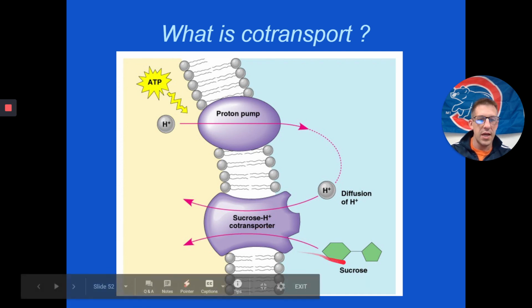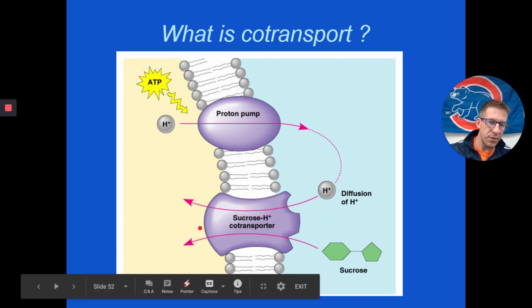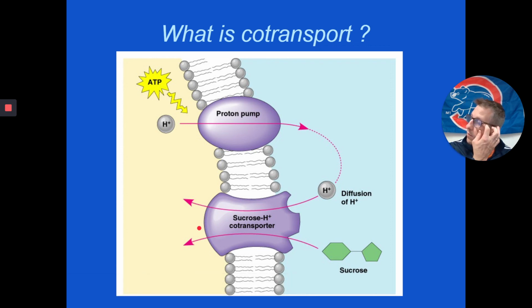And so that sucrose molecule will come through along with the H plus molecule, and basically what it's doing is it's harnessing this energy that was used before. Okay, so we invested in energy here to get an H plus out. That H plus's interaction with this protein right here is going to allow sucrose to come on through. So it's kind of a roundabout way to get sometimes big molecules into the actual cell.